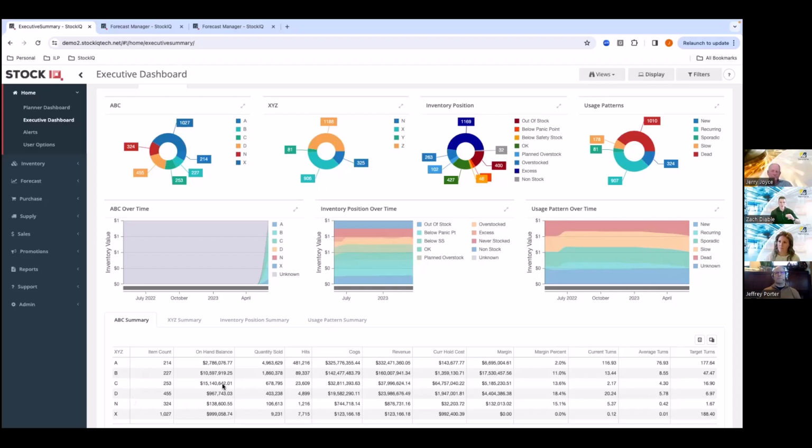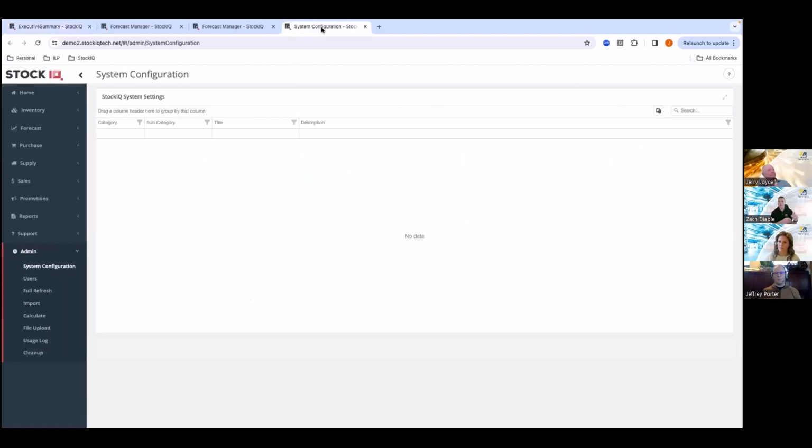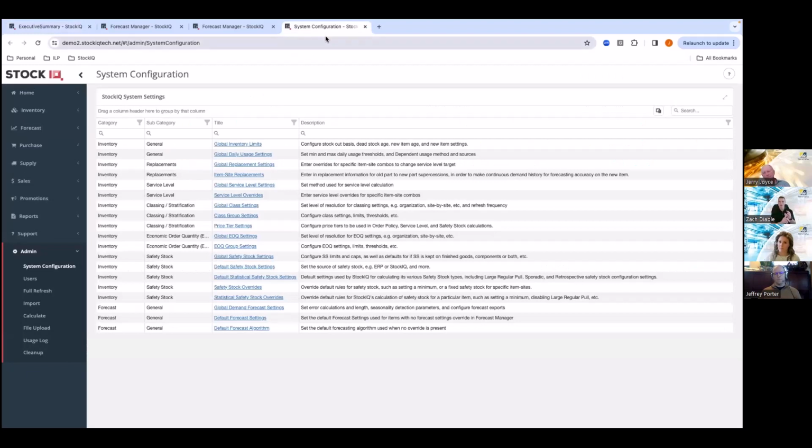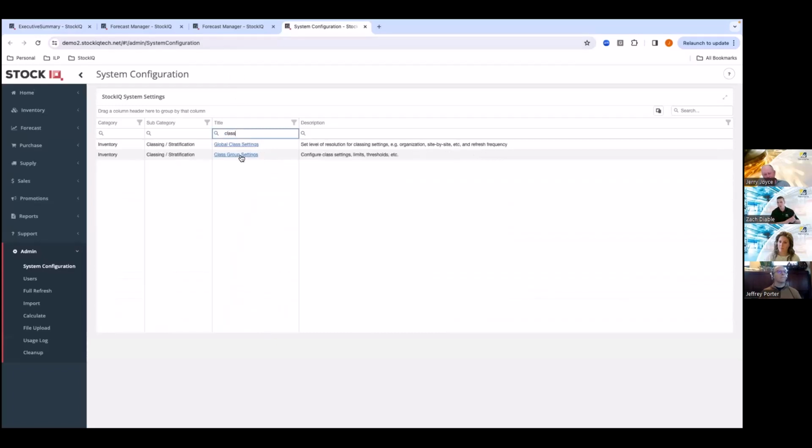And Jeffrey, I was just going to point out there with the ABC classification, you can configure it so that you can prioritize for your business. If you want A's to be made up of your revenue, you can do that. If you want to make it a mix of revenue, hits, units sold, you can do that. So there's configuration so that you can make that ABC classification what it needs to be for your business.